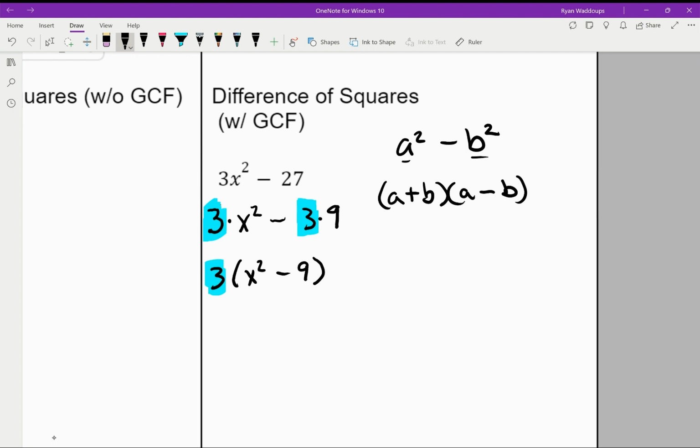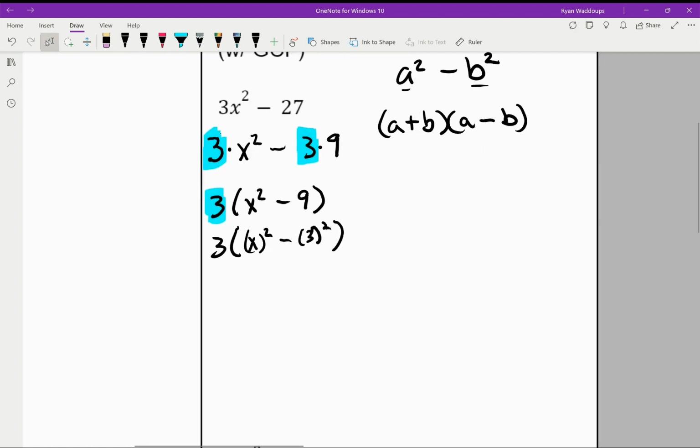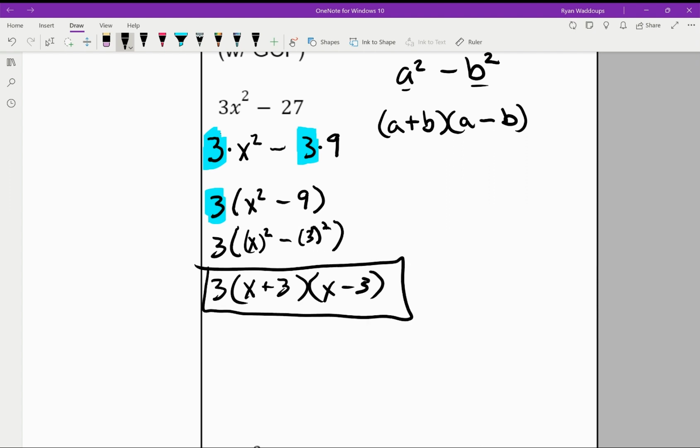And so here I can see that my first term, x squared, is just the square of x times itself. And the second one with 9, I can say that's the same as 3 times itself squared. And so now I know what my a and my b are. I can write 3 times, and then my two sets of parentheses, write x and 3, x and 3. And then you just write a plus and a minus in between them. And that would be completely factored for this problem.